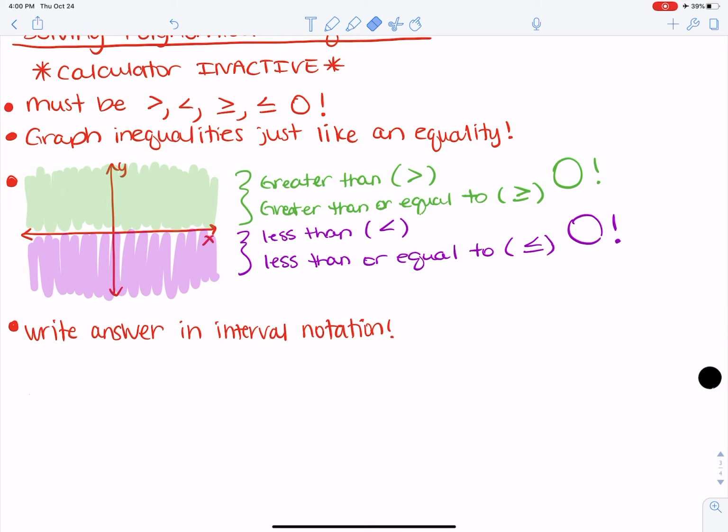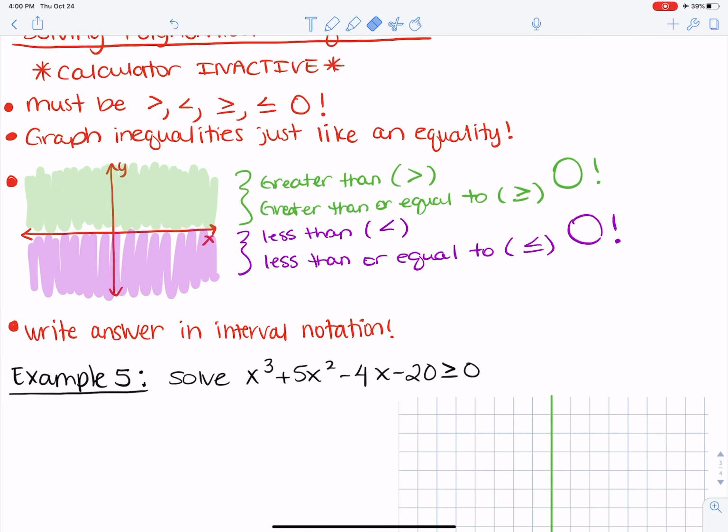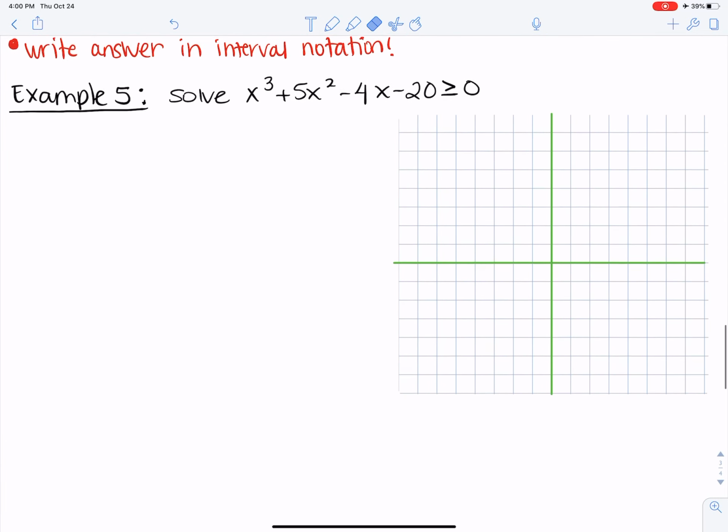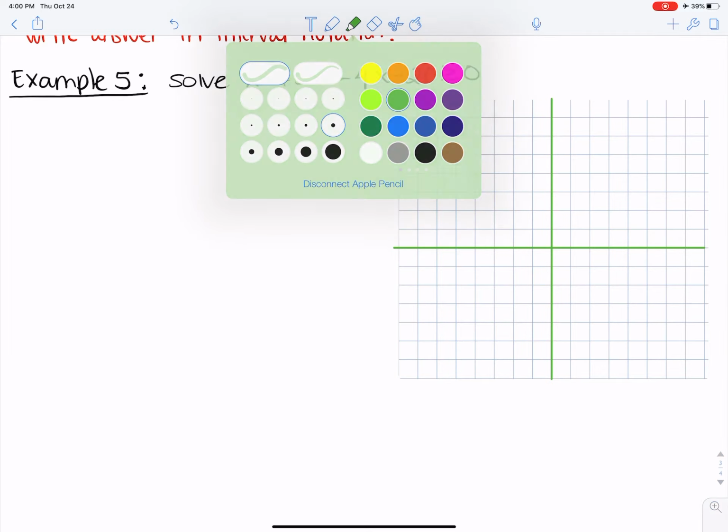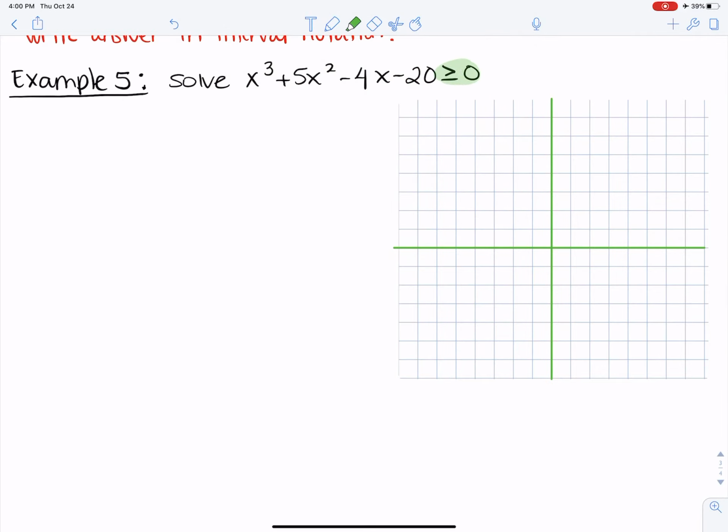So we want to write an answer in interval notation. And that's ultimately the end goal. Our example, let's go ahead and do the last example. And here's our inequality. So the first step is we need to make sure that it's greater than, less than, or equal to the value 0. And so we double check that and check, ding, ding, ding, we are good to go. So I'm going to actually do that in green because this is the greater than or equal to sign than 0.